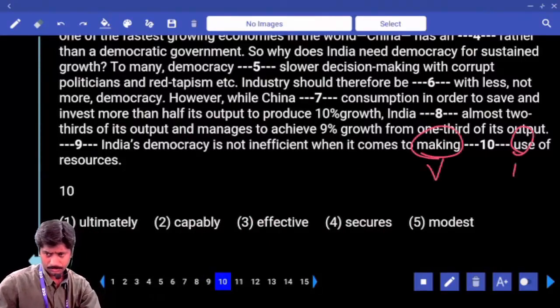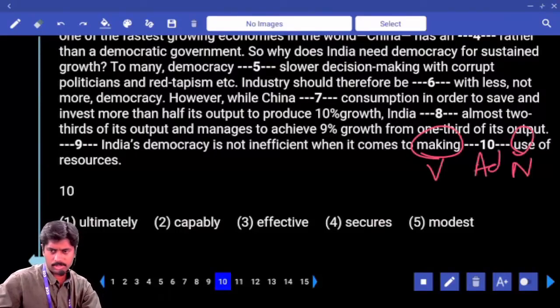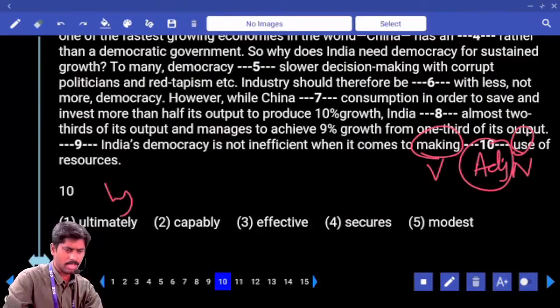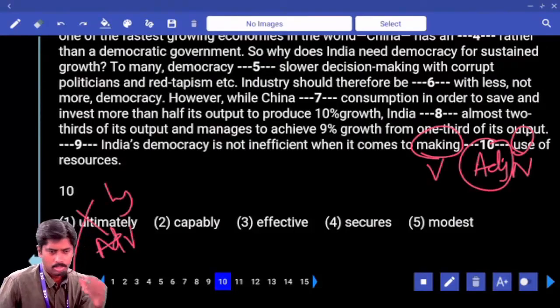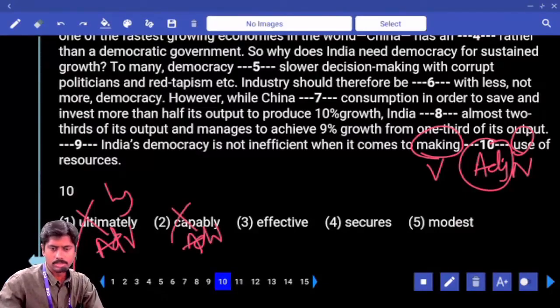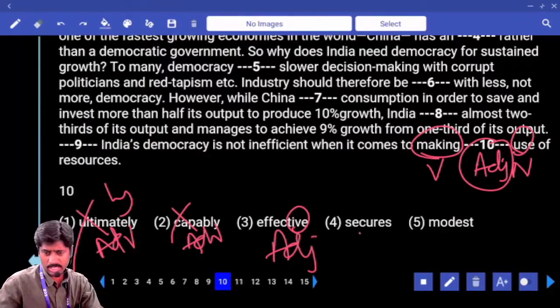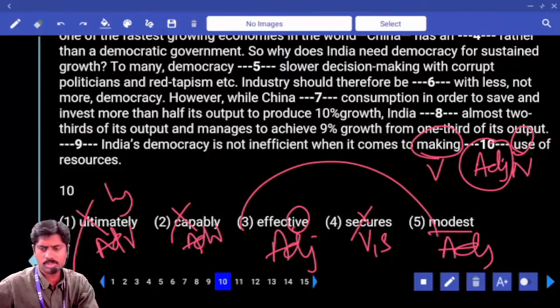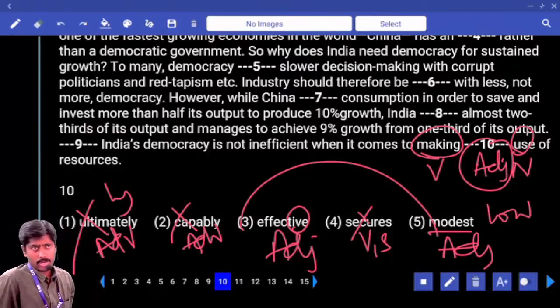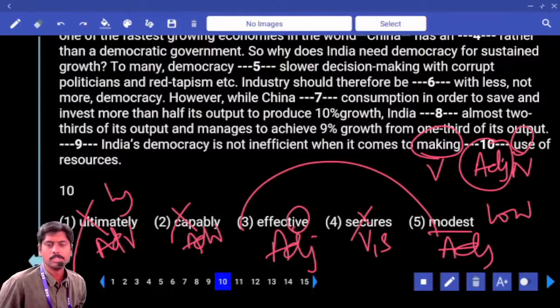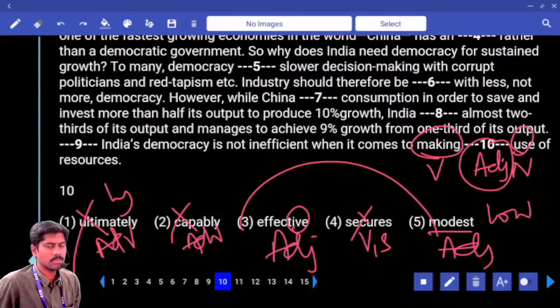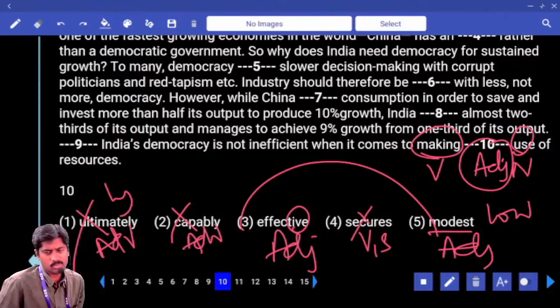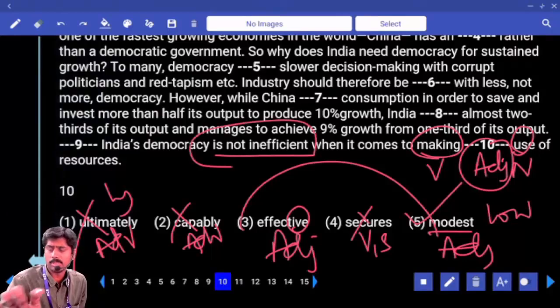Making is a verb, use is a noun. So the noun's partner is an adjective, I require an adjective. Ultimately, ly is an adverb, wrong. Capably, adverb, ly, wrong. Effective, adjective, okay. Secures, V1, no. Modest, adjective, okay. So effective use of resources, modest use of resources. Modest means a bit low, not more. Not high, but low, modest, opposite of arrogant. So, India's democracy is not inefficient when it comes to making effective use, making modest use of resources. Answer is modest use of resources because the negative angle is already mentioned.